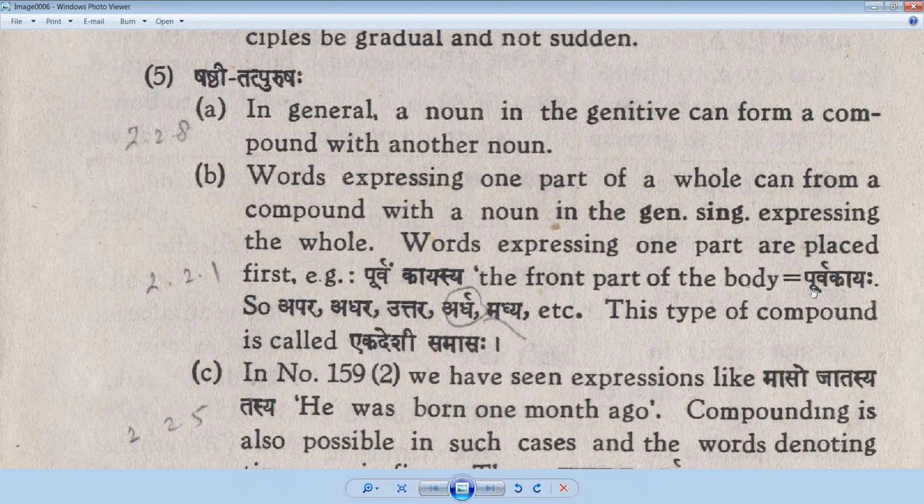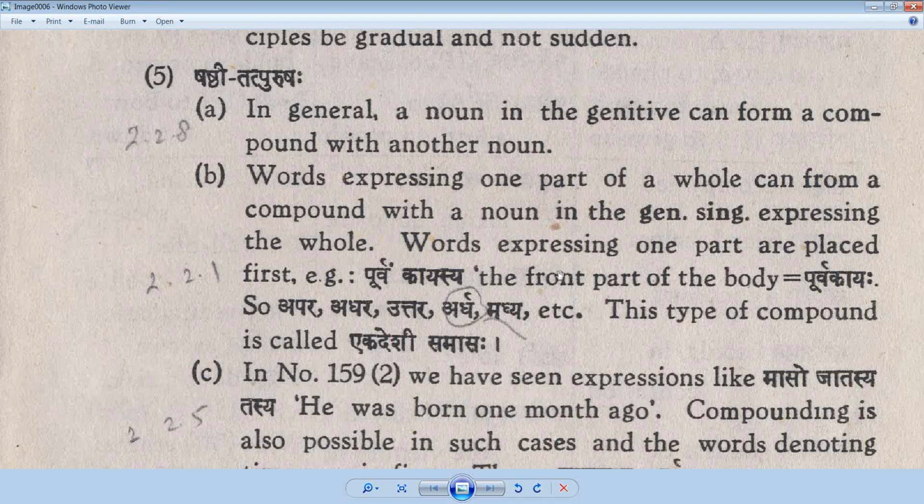But this is the Ishtam Rupam. This is the desired form. We want to get this form. This form cannot be obtained by Shashti Tatpurusha because Kayasya is Shashti, and in the Sutram 2.2.8, Shashti is Prathama Nidrishtam. So, as we say Rajnya Purusha, the term in the Shashti gets the Purva Nipataha, and it becomes Raja Purusha. It doesn't become Purusha Raja. This will become Kaya Purva, not Purva Kaya.